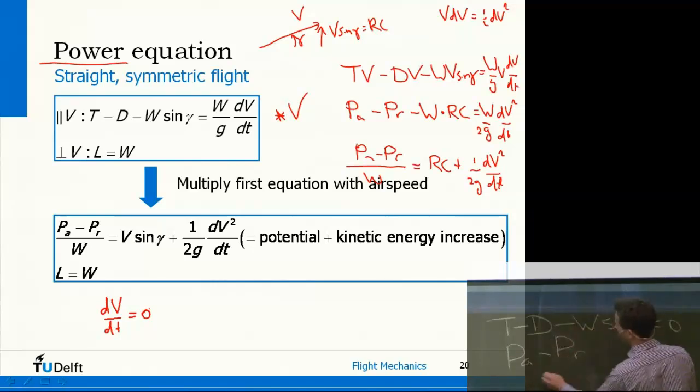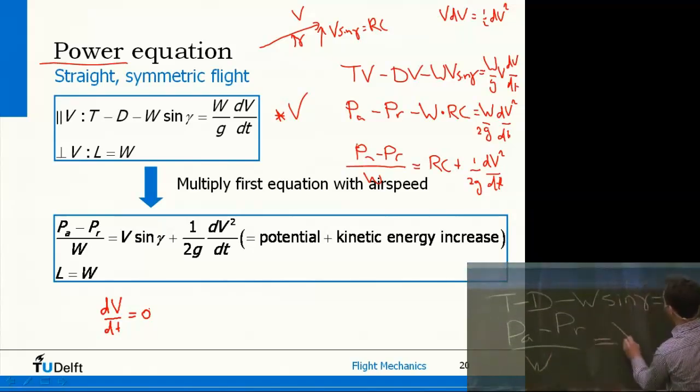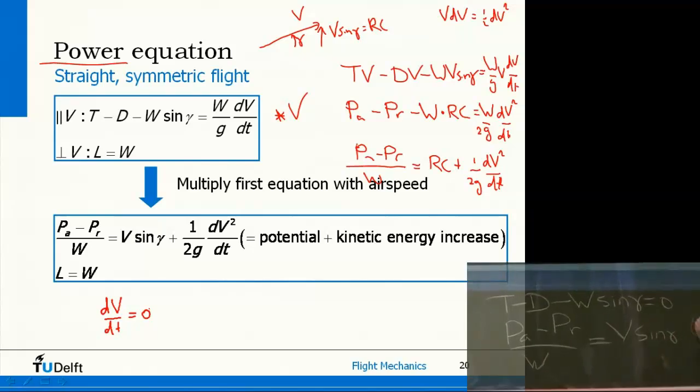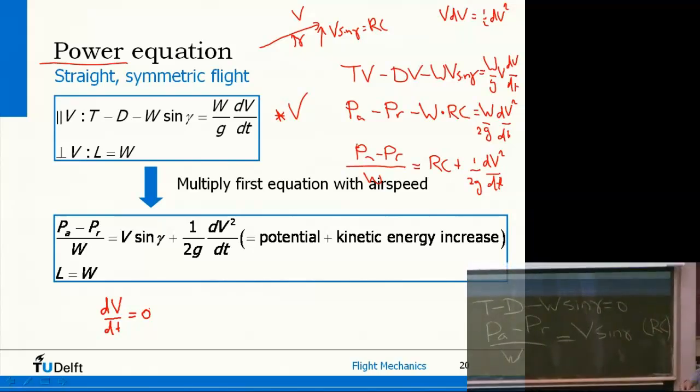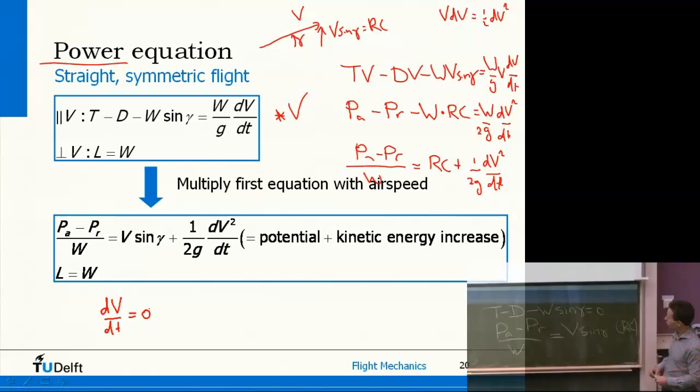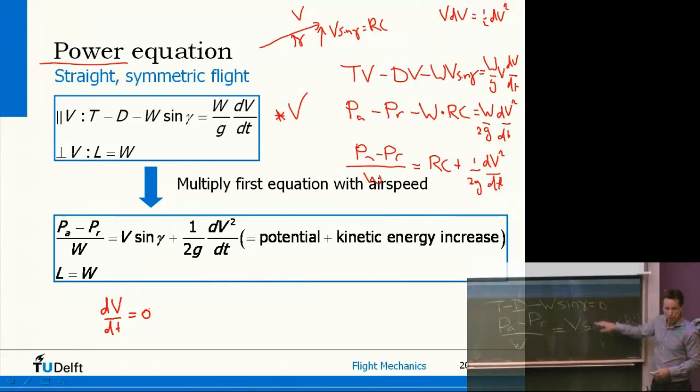is that the excess power is equal to V sine gamma, which is called the rate of climb. So, in other words, I have one equation which tells you something about the angle gamma, so how steep you are climbing, and I have one equation that tells you about the rate of climb, which is basically the time it takes to get to a certain altitude. So these are the two equations we're going to use because we're simply flying at a constant speed.